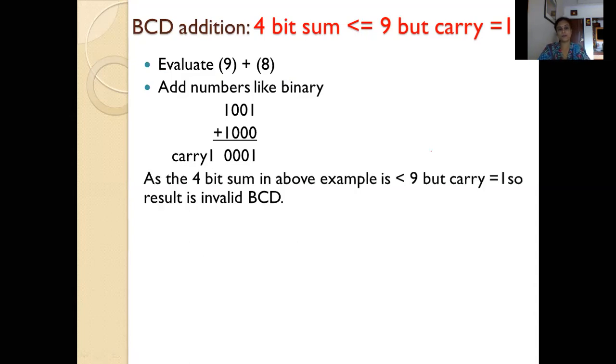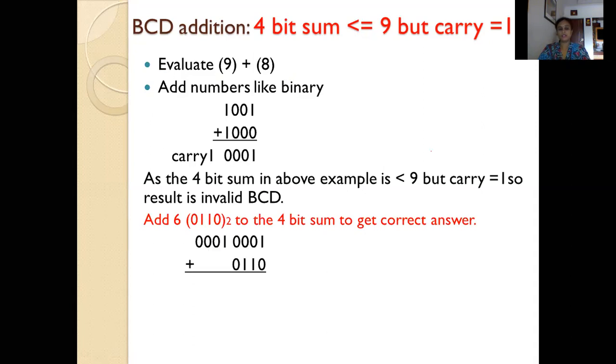So this is the case where the 4-bit sum is less than 9 but carry is equal to 1. So the result is invalid BCD. We have to add a correction factor over here, which is 0110. So let us add that to the result. Now we have the result as 0001 and 0001. If we add 0110 to this, we'll find that the answer is 0001 and 0111. So the answer is actually 17. This is our correct answer, 9 plus 8 is equal to 17.